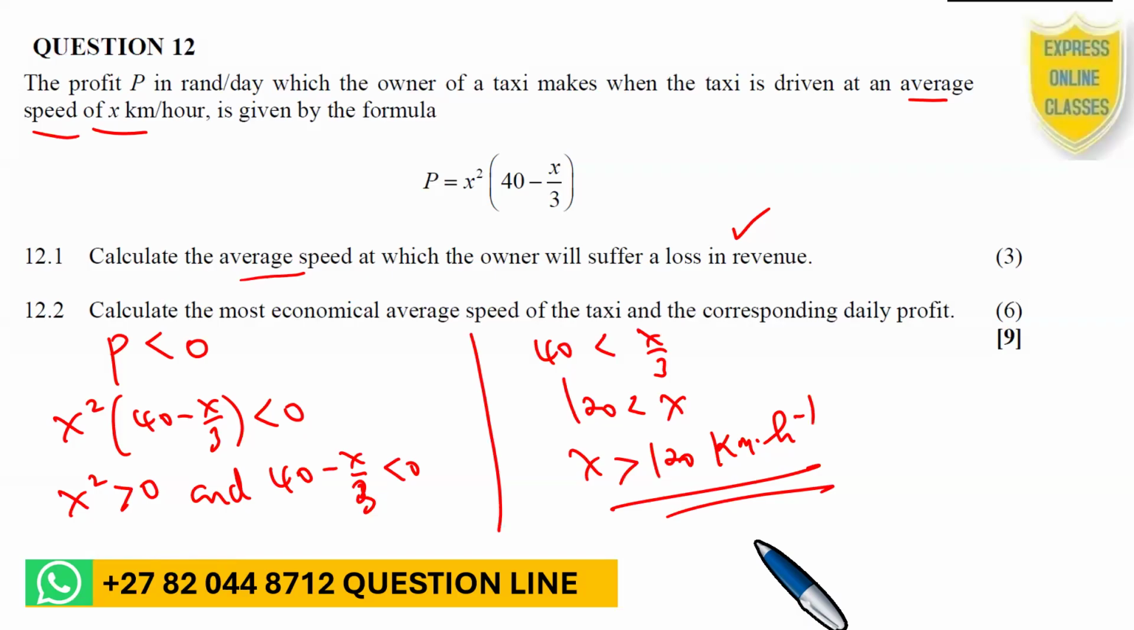So now we want to find the average speed. The average speed is what? It is x. You want to find the average speed, which is x, at which the owner of the taxi will run at a loss, will suffer a loss in revenue. And when they suffer a loss in revenue, we are saying the profit is negative. And therefore, it means that x is bigger than 120.